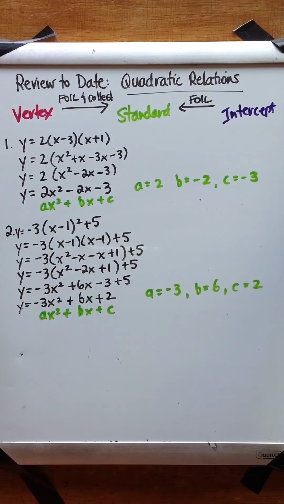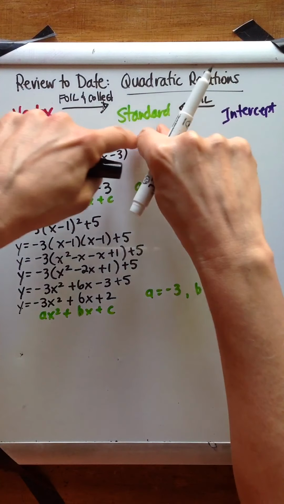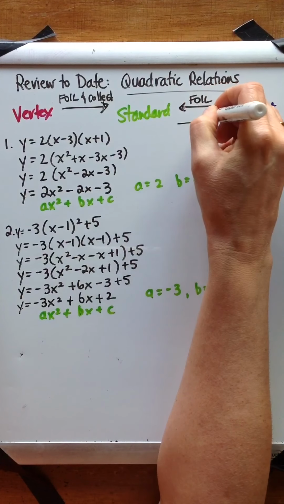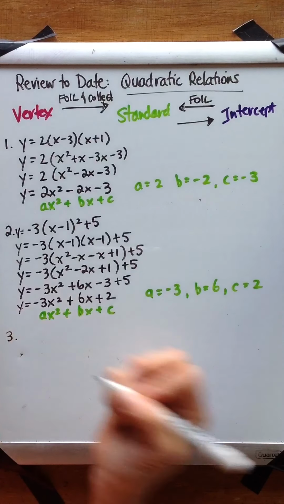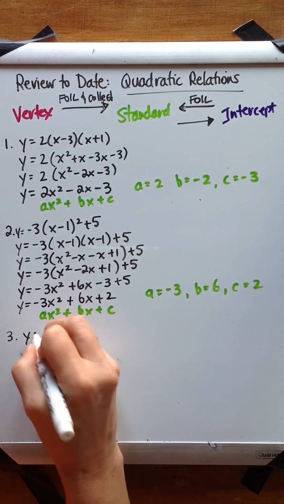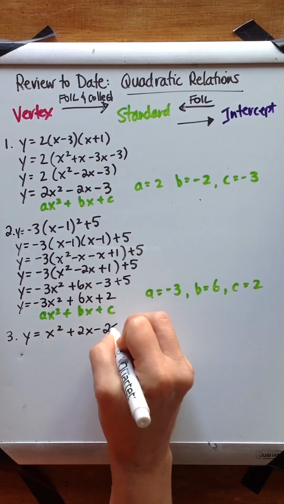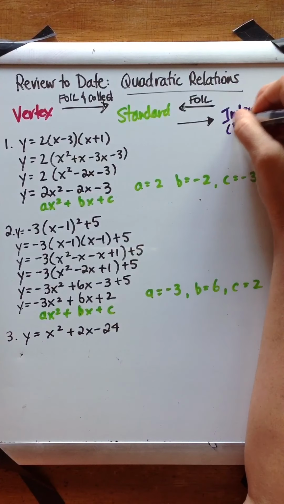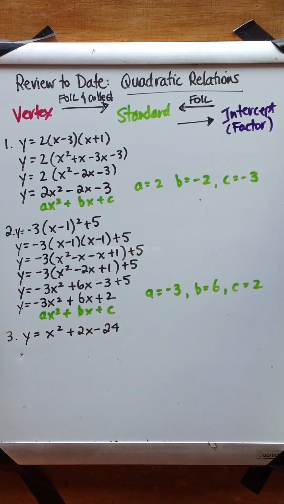Okay. All right, so some other conversions. Well, we're missing two. We need to now be able to go from standard outward. So let's look at this one first, going from standard to intercept. What are we going to have to do to make that happen? So let's start with an equation in standard form. I'm going to do y equals x squared plus 2x minus 24. And how do I get it into intercept, or what was that other word? Oh yeah, factored form.